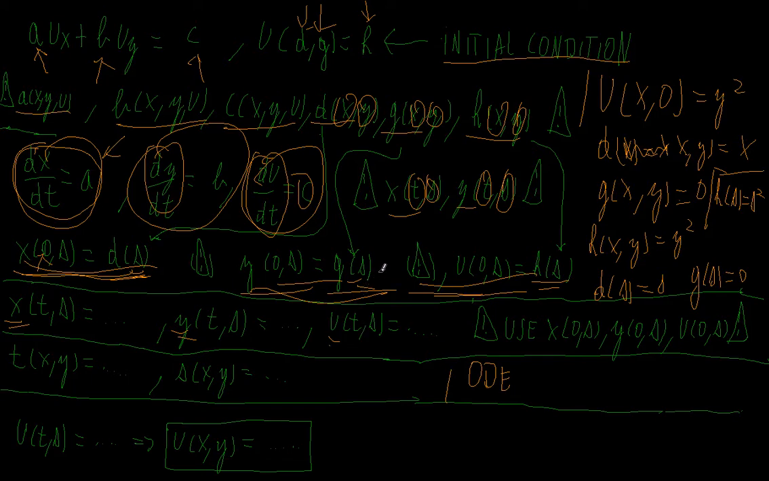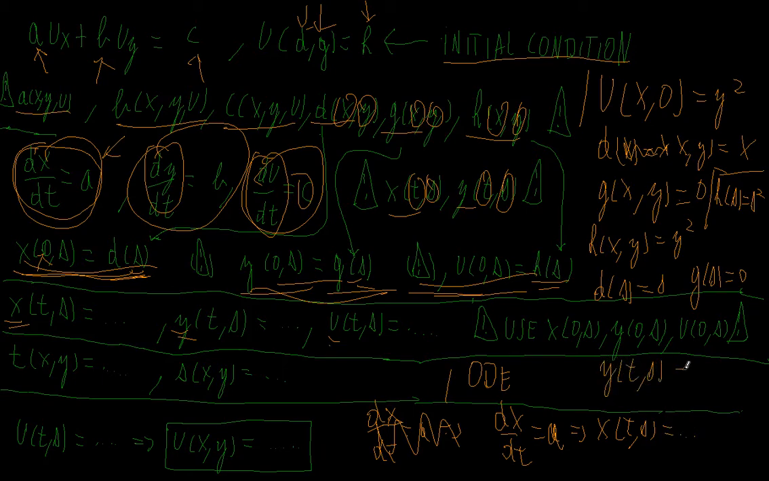So we will simply solve this differential equation: dx dt is equal to a, so x is equal to what, and then y is equal to what, using dy dt is equal to b, and u of t and s is equal to what, given that du dt is equal to c. And then again, you will use those initial conditions, x of 0 and s is equal to d of s, y of 0 and s is equal to g of s, and u of 0 and s is equal to h of s, to find the coefficients like c sub 0, c sub 1, c sub 2, and so on. So you simply solve an ordinary differential equation. Three of them, actually.